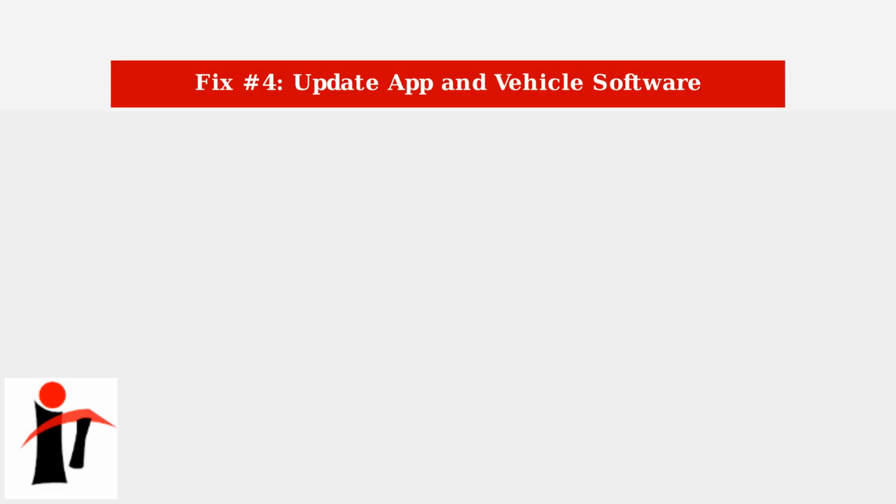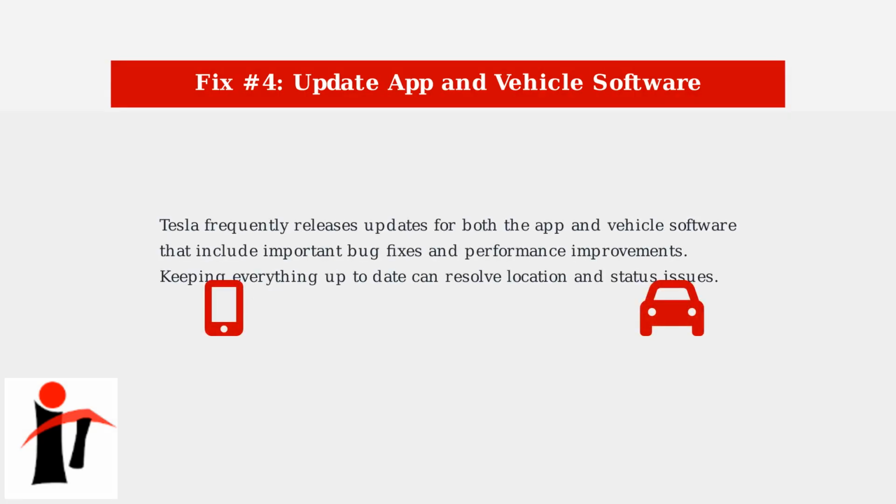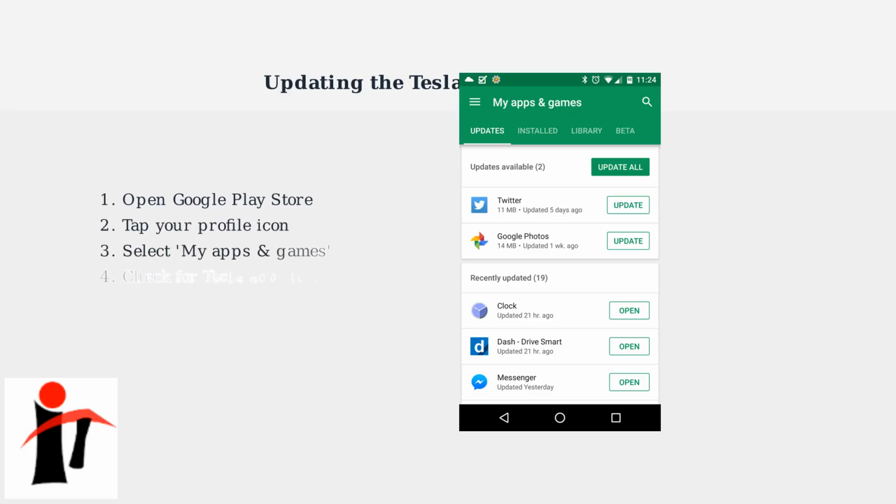Tesla frequently releases updates for both the mobile app and vehicle software that include important bug fixes and performance improvements. Keeping both up to date ensures your app can properly communicate with your car and display accurate location and status information. First, let's update the Tesla app on Android devices. Open the Google Play Store app on your phone. Tap your profile icon in the top right, then select My Apps and Games from the menu. Look for the Tesla app in the Updates section. If an update is available, tap the Update button next to it.